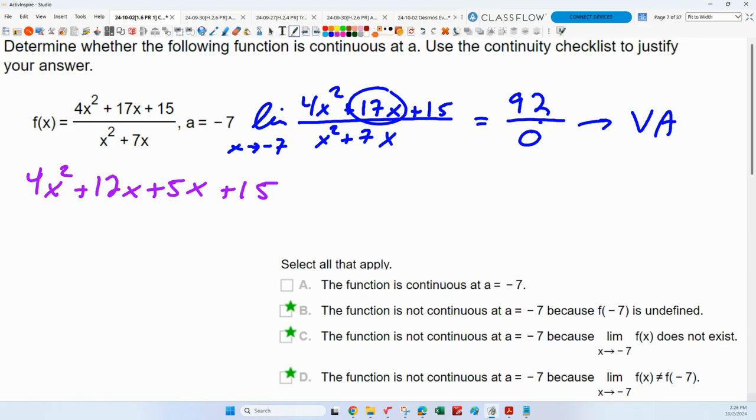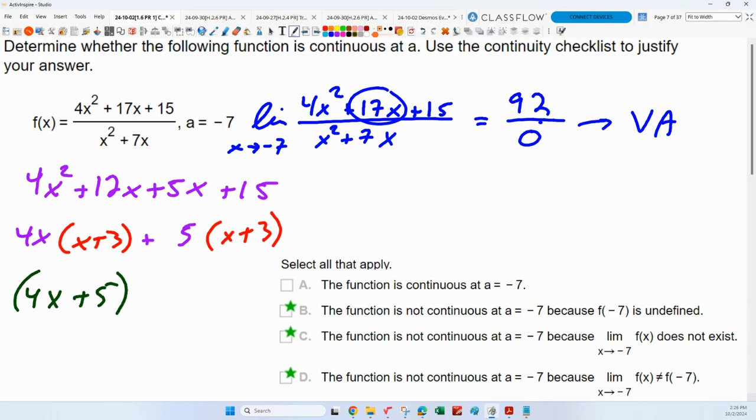What would I factor out of the first two terms? What's left over? X plus 3. So what do we know has to be in the second one? X plus 3. And what do I factor out to make that happen? So would you agree then that this thing factors into 4x plus 5 times x plus 3? Okay, good.